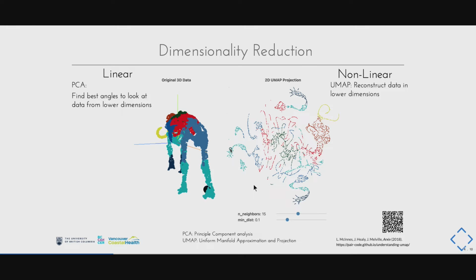again the mammoth. You can see the mammoth's leg is disconnected in the UMAP plot. The lesson here is that one should not over-interpret the distances in the UMAP space.